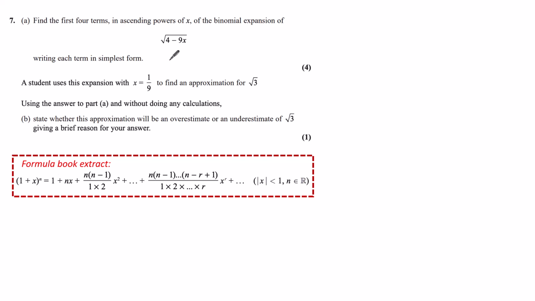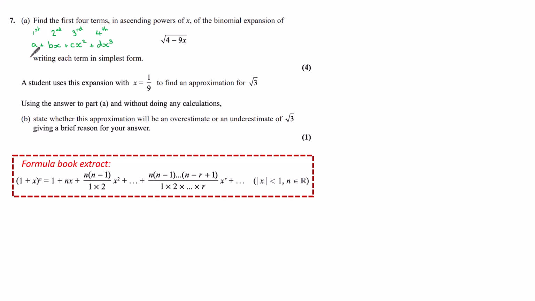We do have the binomial expansion included in our formula book. We have it in the form of 1 plus x to the power n, which is equal to the following for a modulus of x less than 1, and n being a real number. Now we want the first 4 terms. With a polynomial, our 4th term would be to the power x cubed.